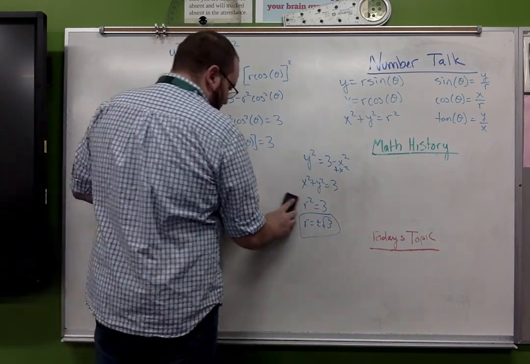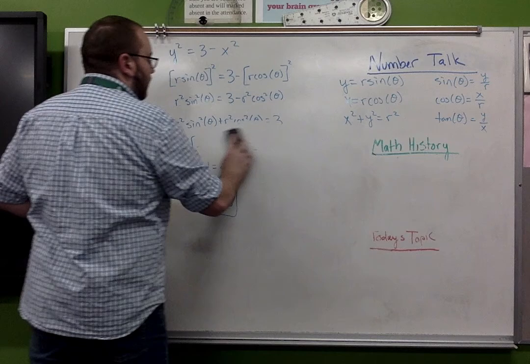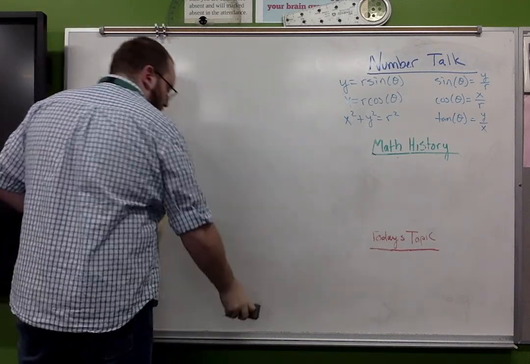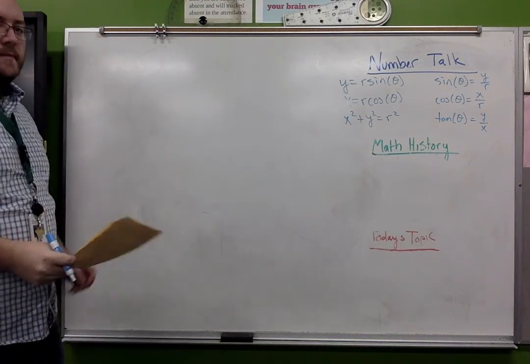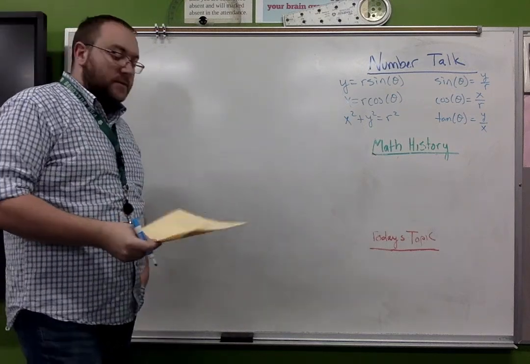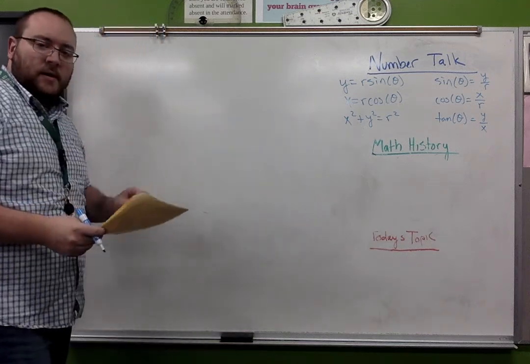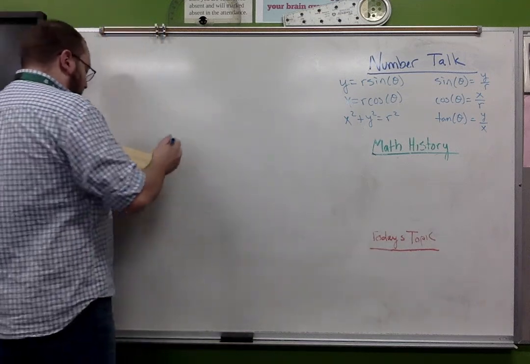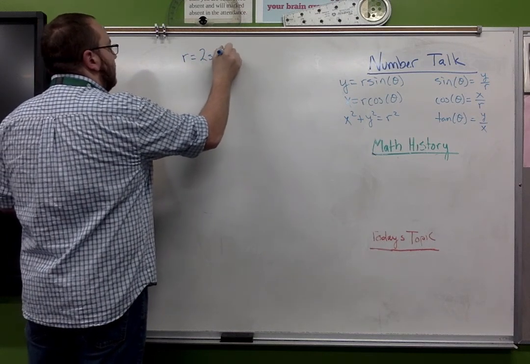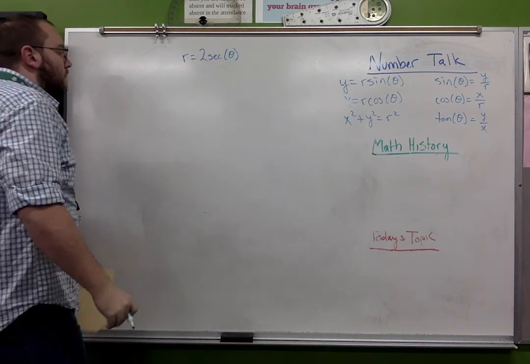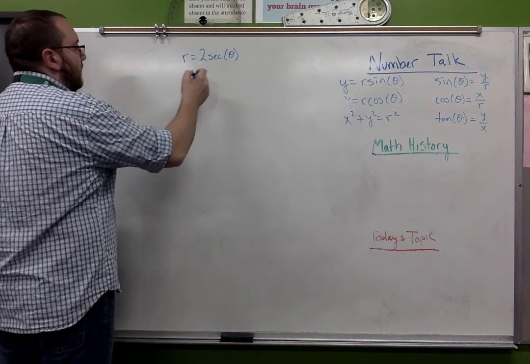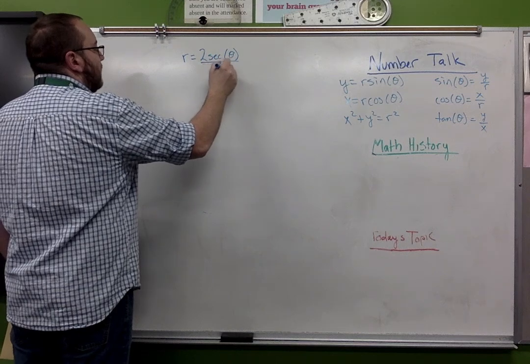All right. Now we're going to switch over, and we're going to convert polar to Cartesian. Okay, polar to Cartesian is not as intuitive sometimes, all right? So sometimes you have to kind of play around with it until you see something. So we have r equals 2 secant of theta. So let's see here. I'm going to divide both sides by secant theta.